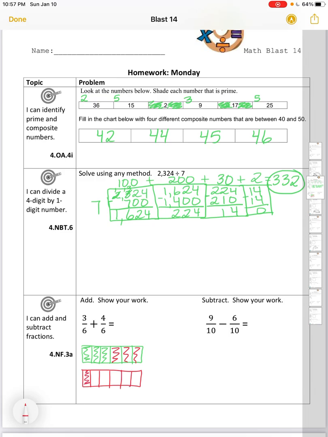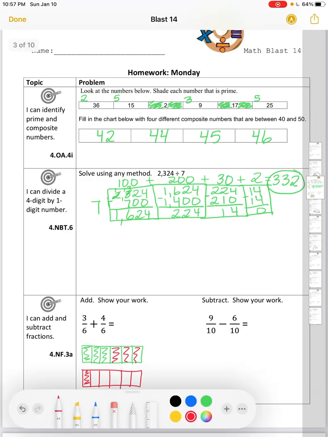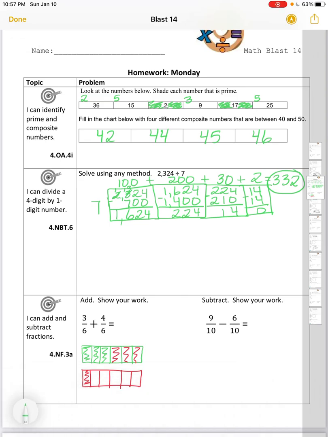And I needed one more. So here I had my 3/6. 1, 2, 3/6. And then I added on 4 more sixths, which is 7/6. Or we can see that is the same thing as 1 whole and 1/6 more.